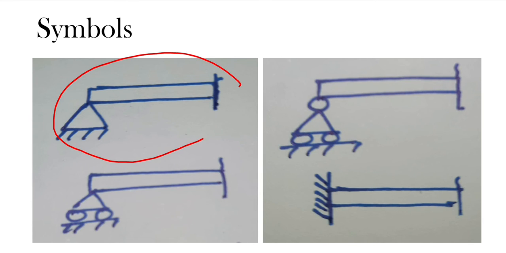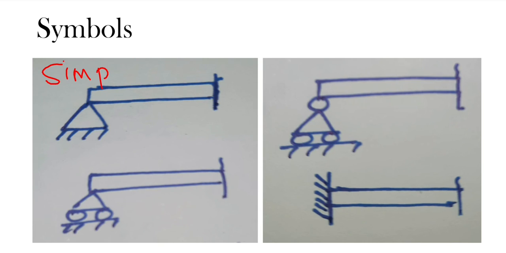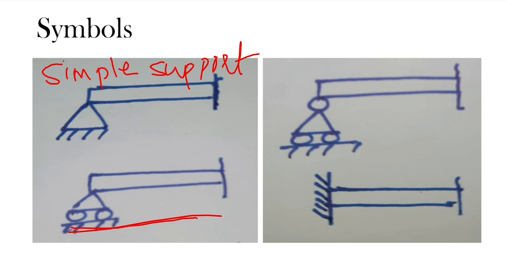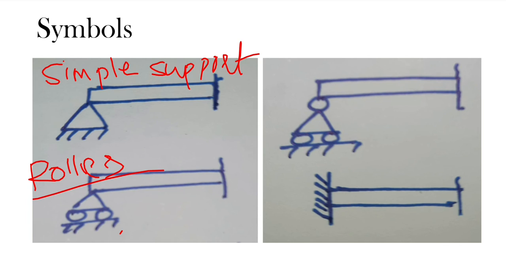So let's see first this symbol. In this symbol, here is a beam and here is a triangle on a rigid plane. So this is the symbol of simple support. See here. Now this symbol has a triangle and below there are two rollers on a rigid plane. So this symbol is of a roller support.